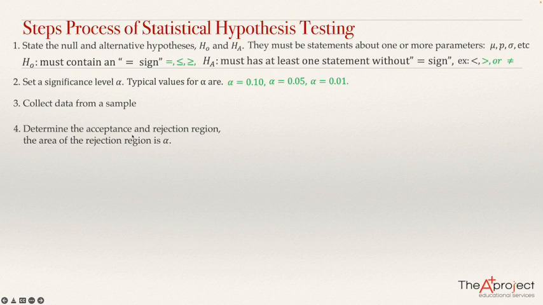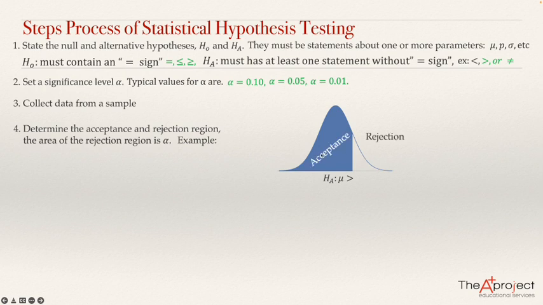4. Determine the acceptance and rejection region, knowing that the area of the rejection region is alpha. So you're going to say, for example, that if the alternative hypothesis has a greater than, for example, mu greater than, then the rejection region will be to the right. So the rejection region will be something like here. So this will be the acceptance region, and that will be the rejection region. In this way, the size of this region will be alpha.